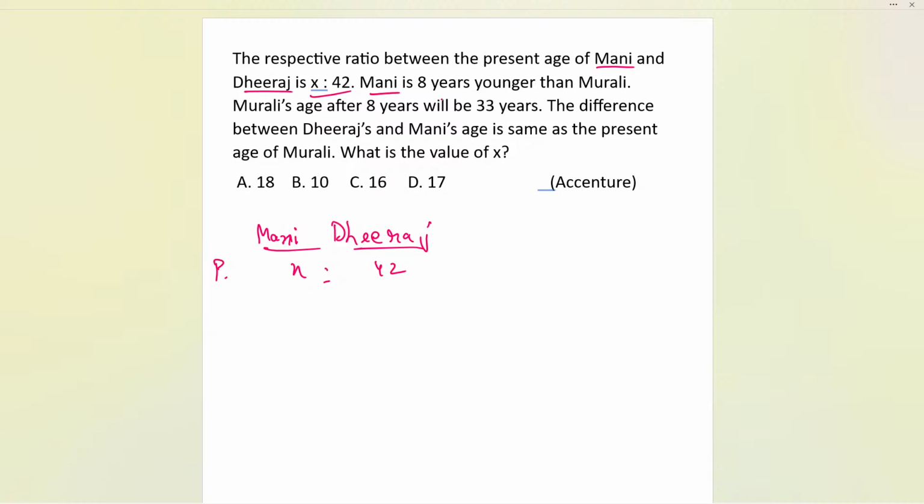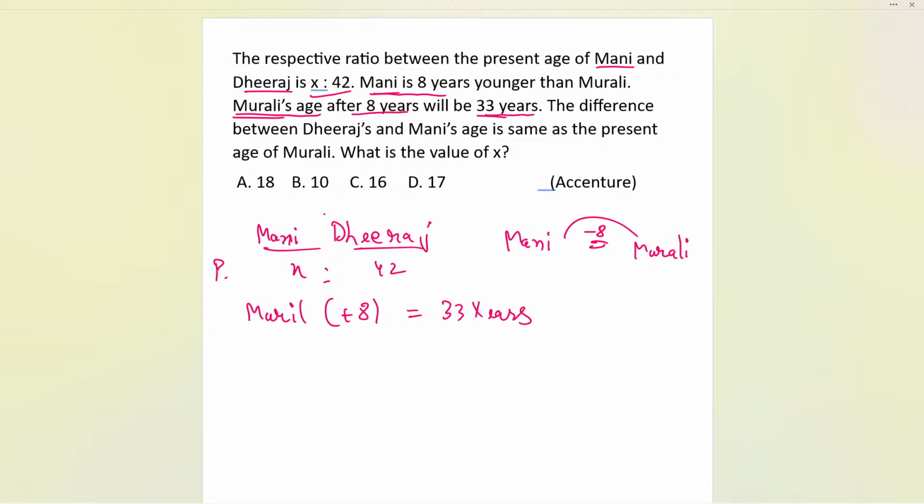Money is 8 years younger than Murli. So if I talk about Money, he is 8 years younger, so he was born later. That is why we can write it like this for Murli: 8 years younger. Murli's age after 8 years will be 33 years. Can I now write Murli's age after 8 years? Yes, Murli's age after 8 years is 33 years.